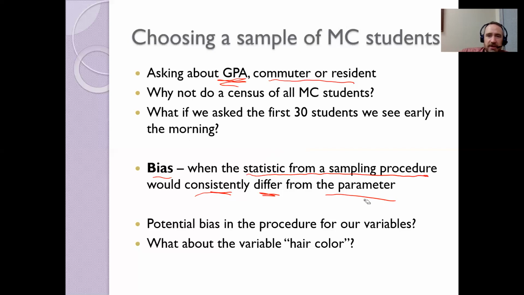We don't want bias. We want to avoid it because we want our statistic from a sample to give us a good picture of the parameter, not to be off from what the parameter is.